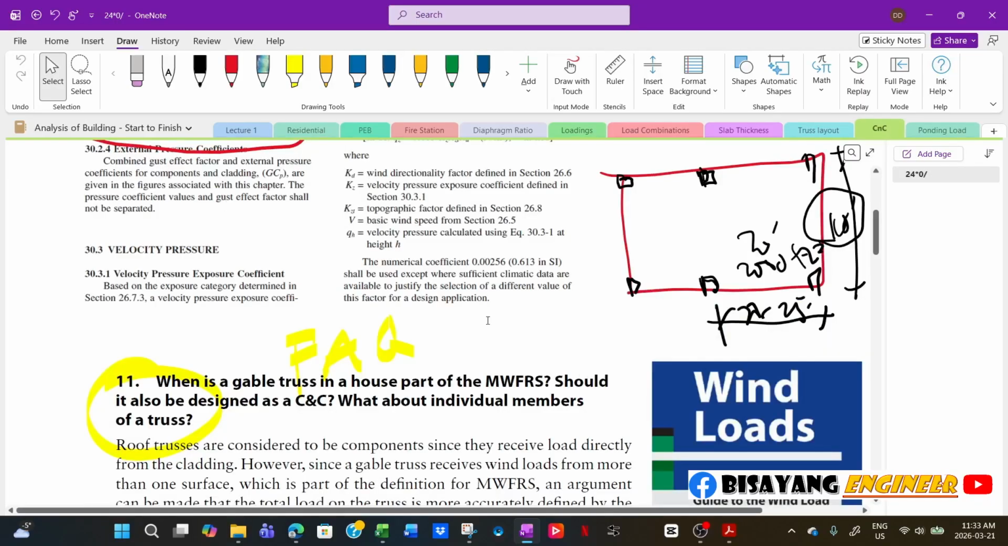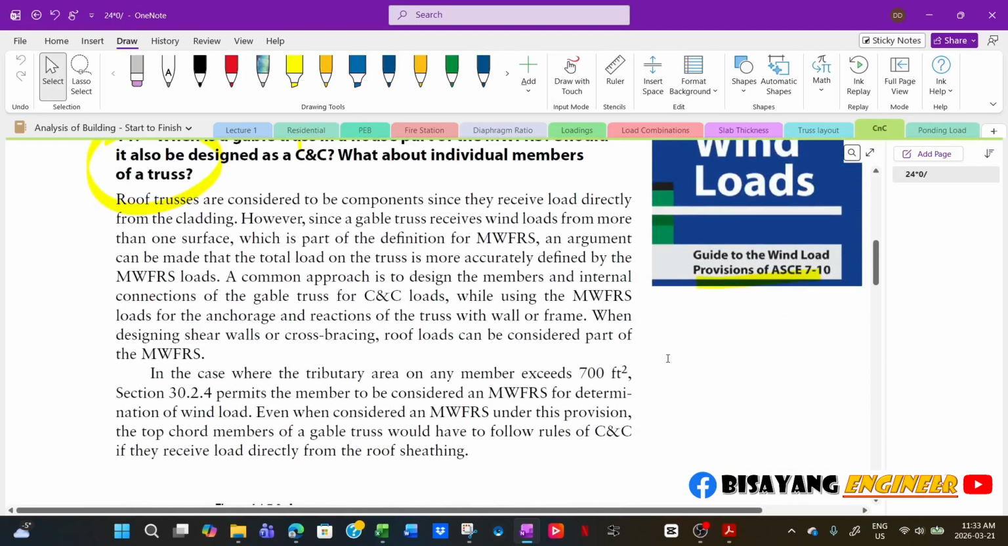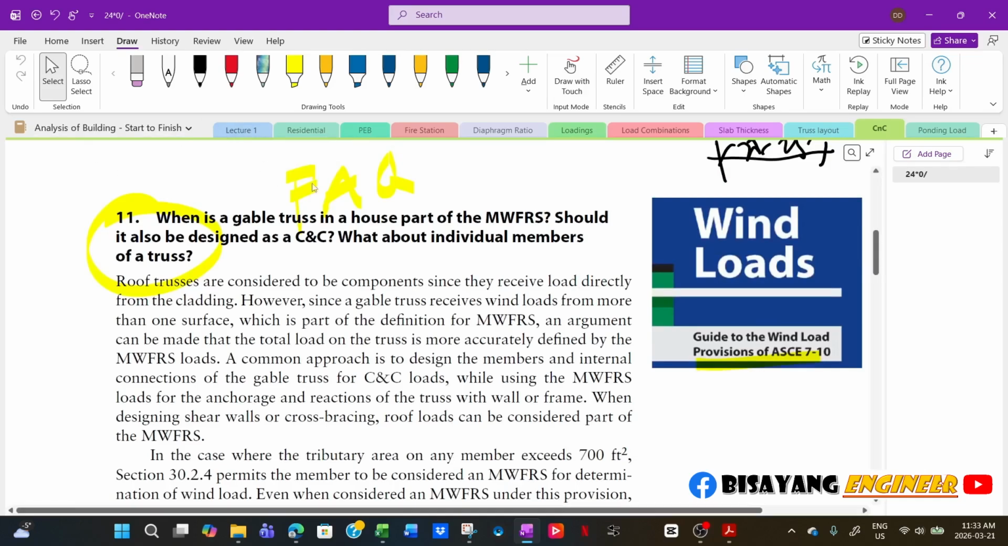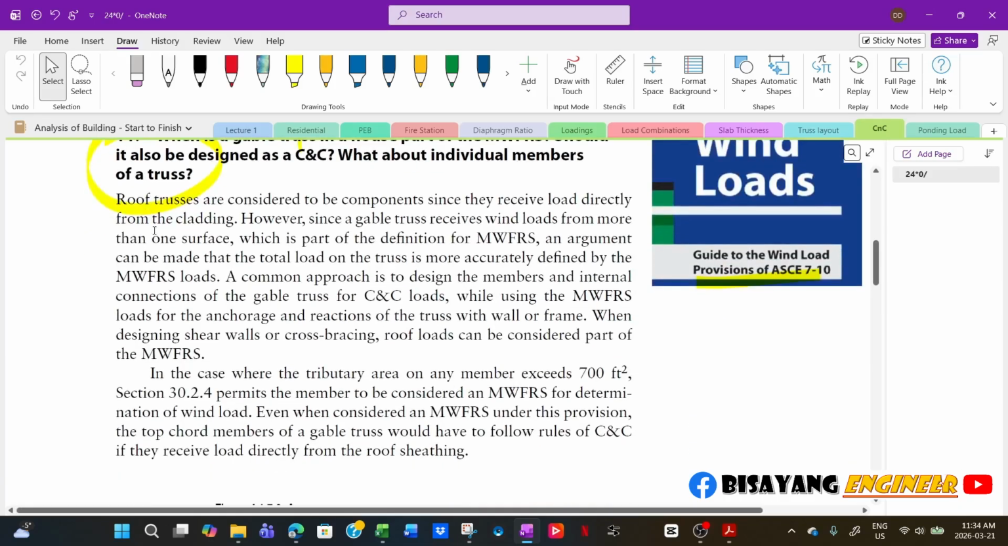But in these frequently asked questions, the question is, when is a gable truss in a house part of the MWFRS? Should it also be considered, should it be designed as components and cladding? What about individual members of a truss?